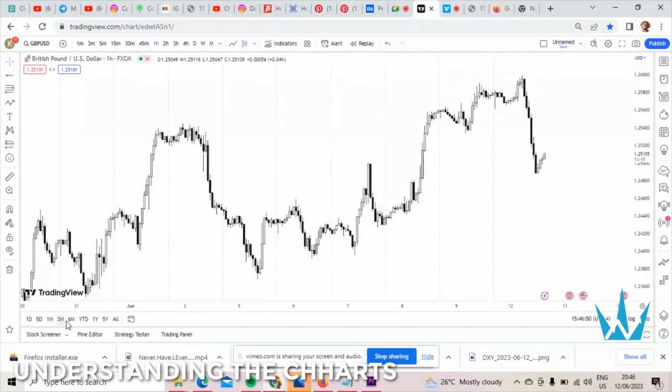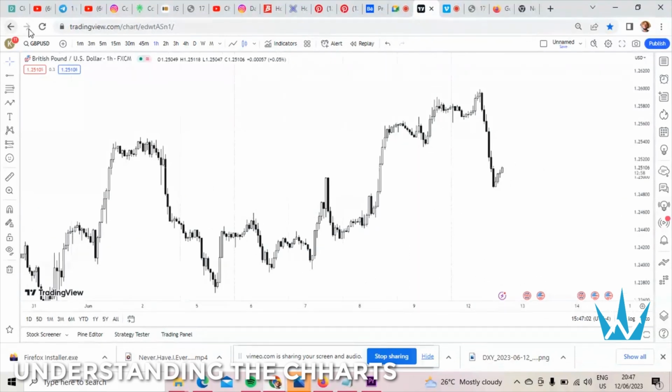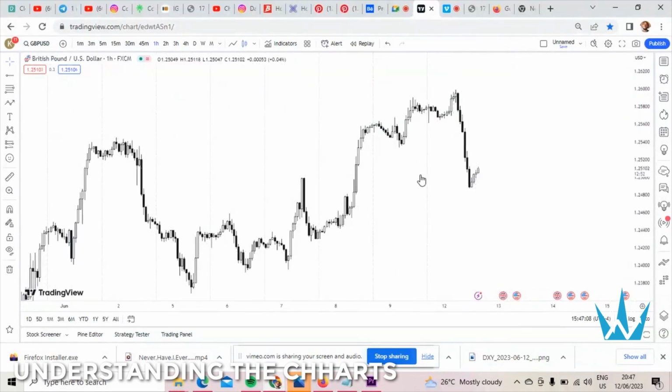You see this horizontal side that is showing June 1, 2, 5, and so on. That is showing dates. Now look at this place too, that is showing price. Now look at what is displayed here. See my pointer, GBP USD. Now the whole idea of this chart is this.